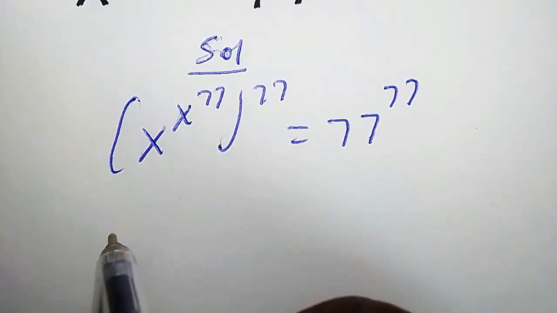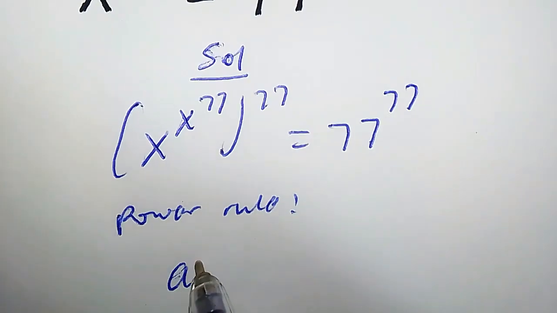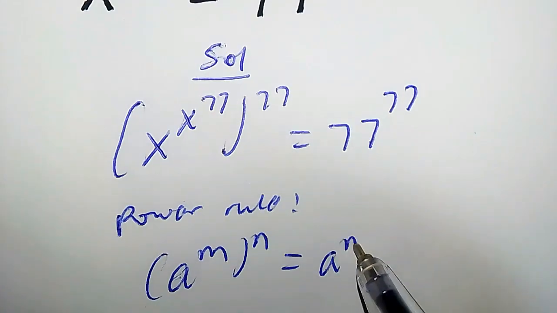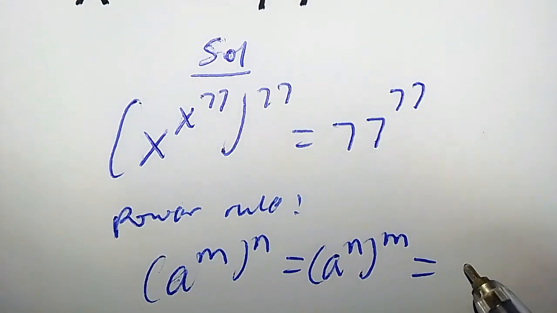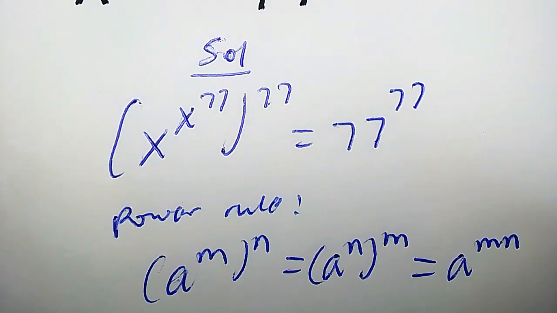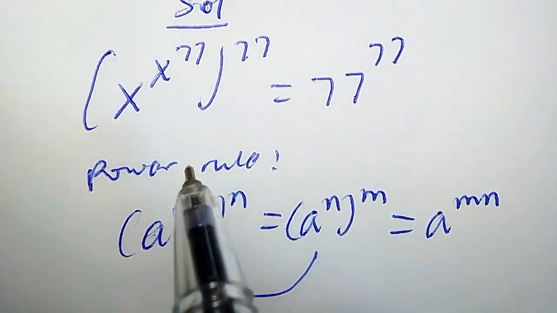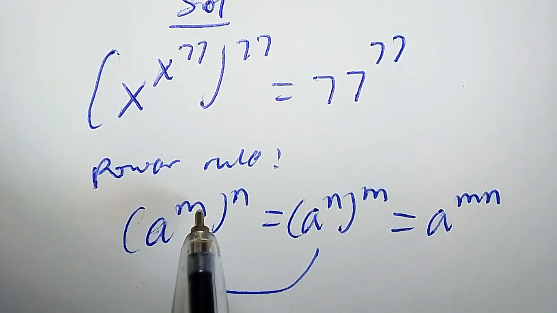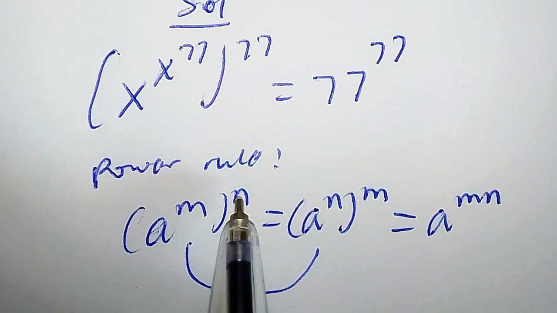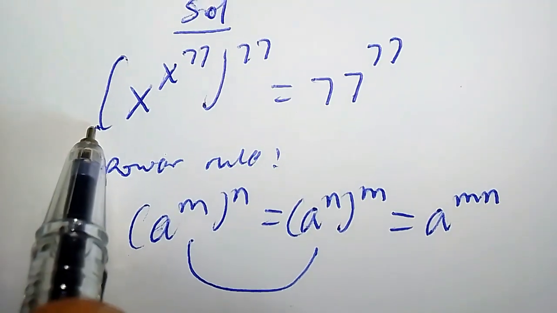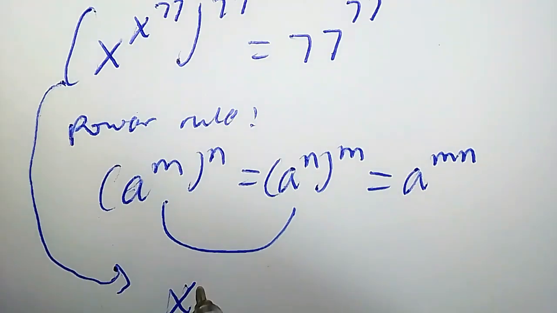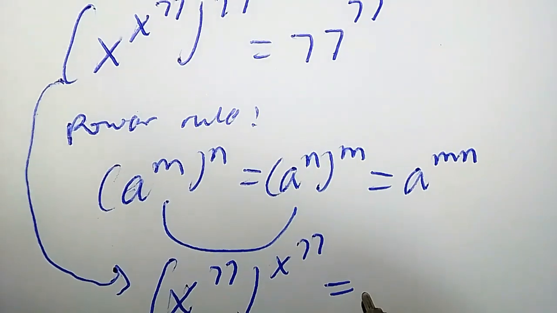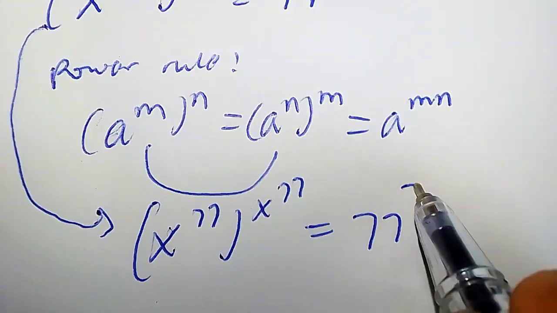Now, let us recall the power rule. It says a to the power of m times n is simply the same thing as a to the power of n times m, which is also equal to a to the power of mn. Applying this property to this left hand side, you will observe that our a here is x and our m is x to the power of 77 and n is 77. So we're going to have x to the power of 77 times x to the power of 77 equal to the right hand side, 77 to the power of 77.